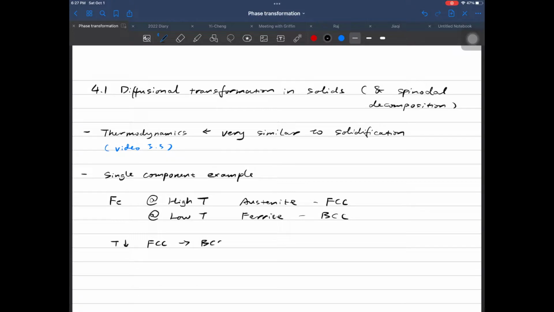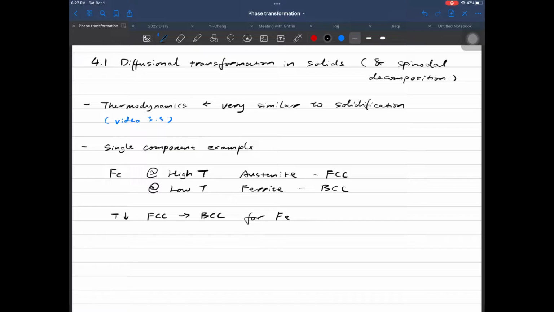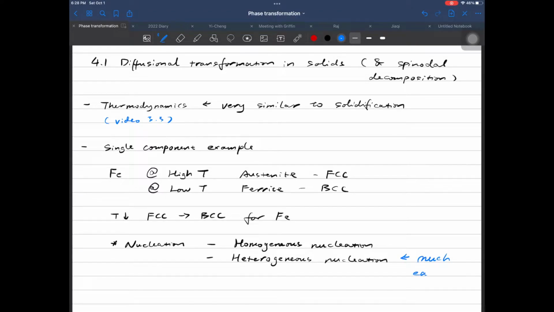This is similar to the case that in solidification, as you decrease the temperature, the material will undergo liquid to solid phase transformation. Like any first order phase transformation event, you have BCC iron nucleating in the FCC phase as you decrease the temperature. And there are two types of nucleation. This shouldn't be a stranger to you. You have homogeneous nucleation and heterogeneous nucleation. And also, you should know that heterogeneous nucleation is much easier compared to homogeneous nucleation.